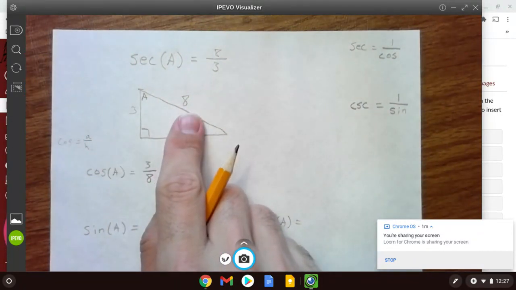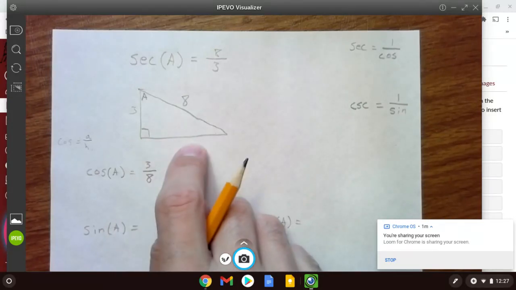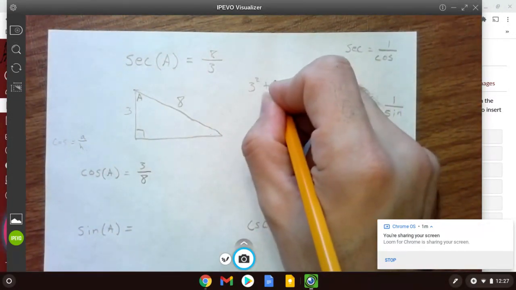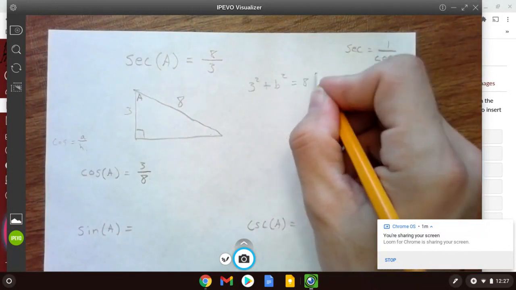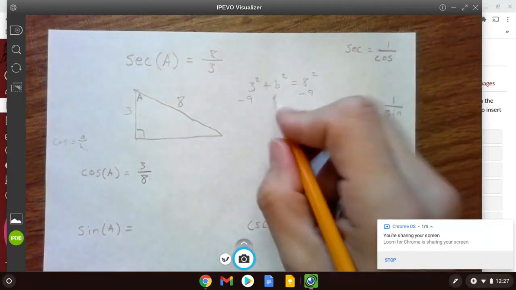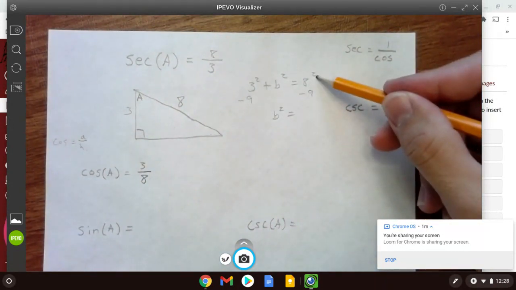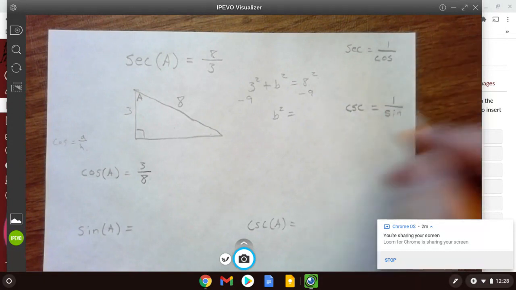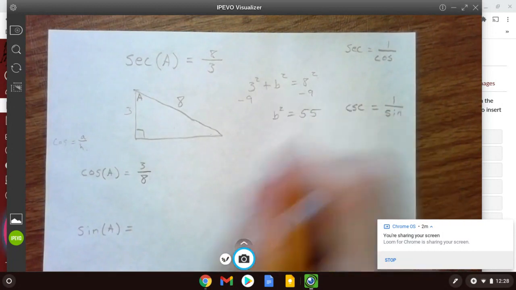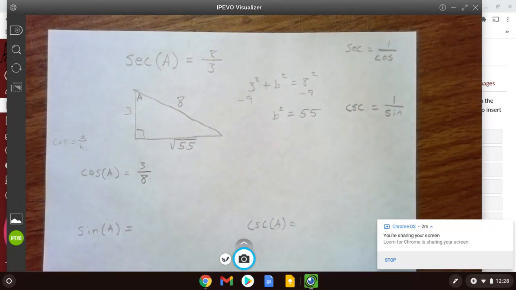Since I know the hypotenuse, I can go ahead and use the Pythagorean theorem to figure out my missing side here. So I'm going to do a squared plus b squared equals c squared. So I'm going to minus 9 from both sides. That's going to give me b squared equals, see here, 64. It's 8 squared. 64 minus 9 is going to be 55. Square root both sides, and that means our missing side is the square root of 55.